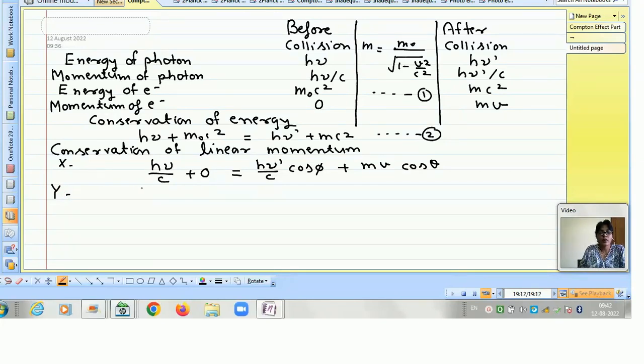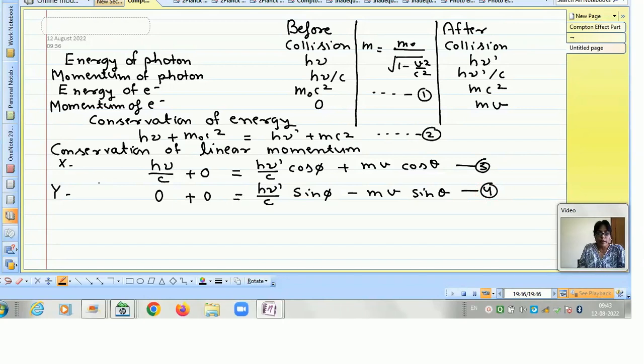Again recall the picture which I have drawn. In that case there is no motion of any particle in the y direction initially. So the initial momentum of the photon in the y direction is 0. The initial momentum of the electron in the y direction is 0. And after collision it will be h nu dash by c into sin phi minus mv into sin theta. So this is equation number 3, and then equation number 4.